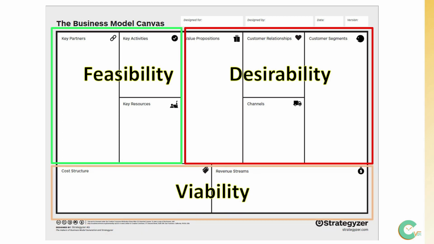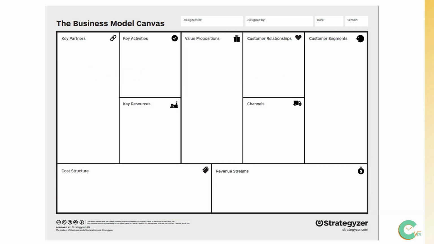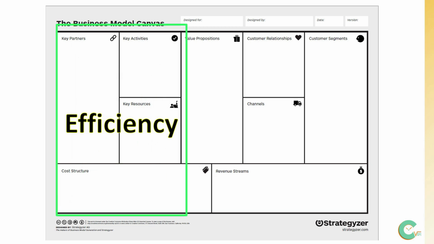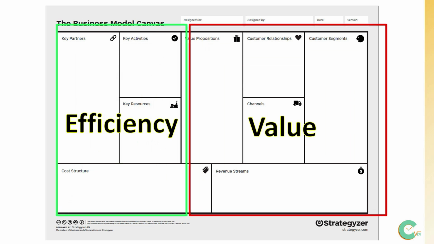I'm sure you have heard of offering value to your customers over and over again. The valuable offerings are all the components of the right side of the canvas, and the left is all about efficiency. You don't need to memorize any of that, as we're going to dive deep into these topics with many examples later.